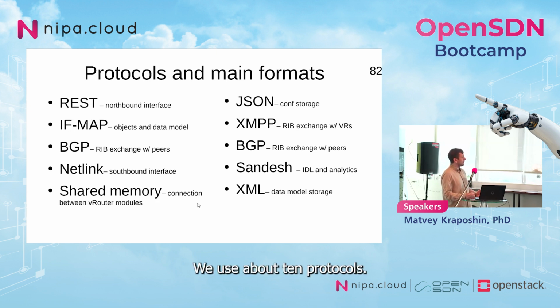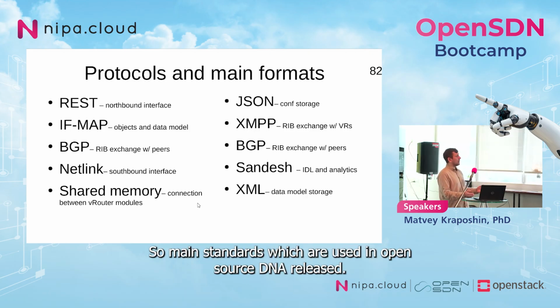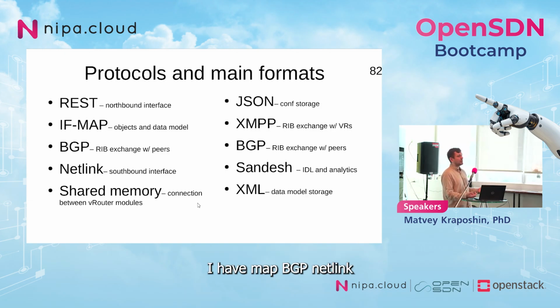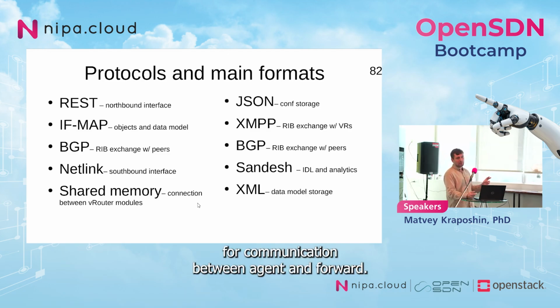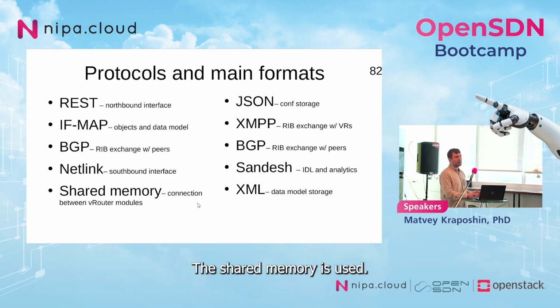We use about 10 protocols and formats to exchange data. So main standards which are used in OpenSDN are REST, IFMap, BGP, Netlink for communication between agent and forwarder. Shared memory is used. JSON format is frequently used, XMPP, BGP format, Sandesh, and XML.